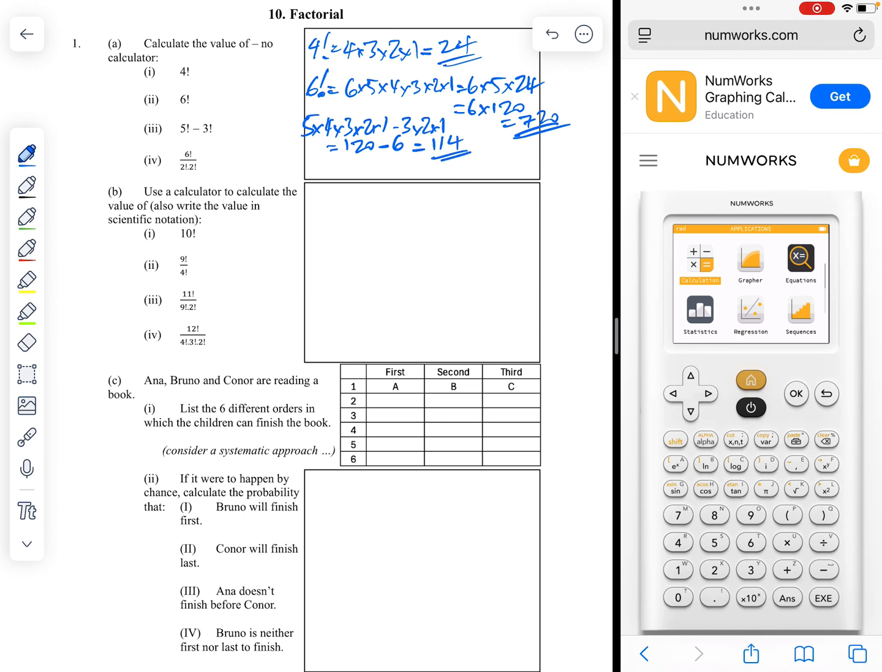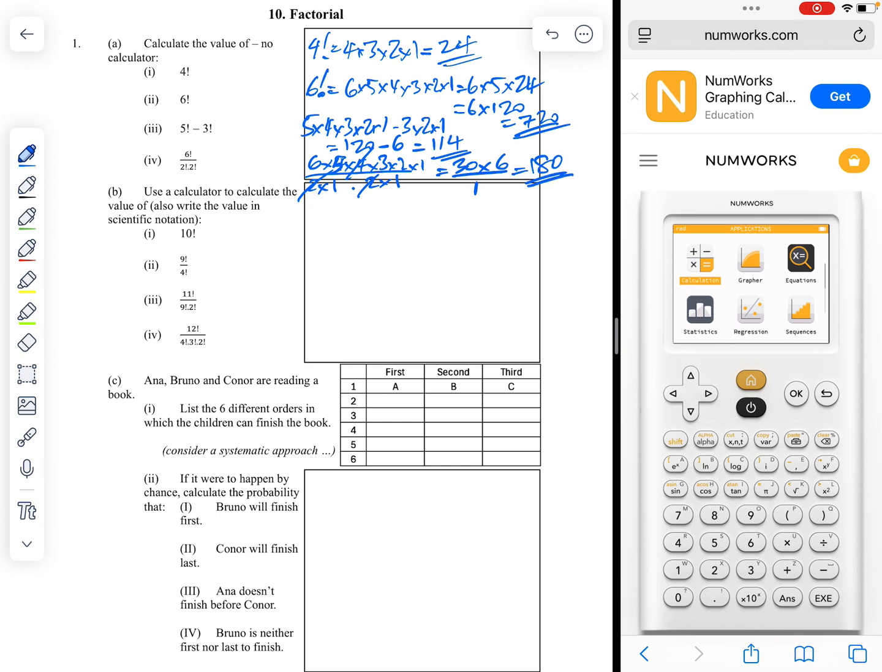114. Last one, 6 factorial over 2 factorial, so that's 6 times 5 times 4 times 3 times 2 times 1 over 2 times 1 times 2 times 1. One way of doing that will be to cancel both 2's with that 4, and we're left with 6 times 5, 30, times 3 times 2 times 1, which is 6, over, we just had 1 left underneath, 180.